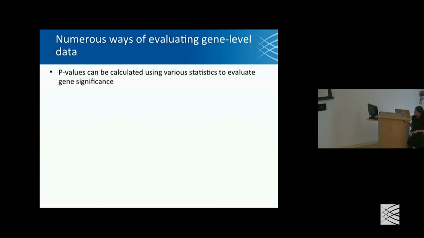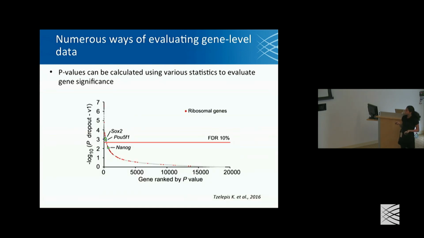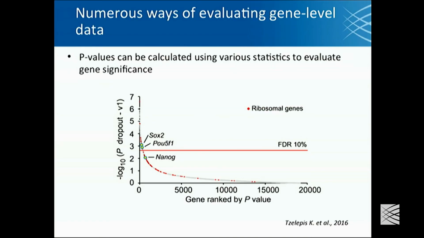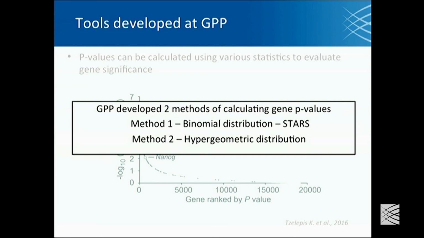So you can also calculate, as I said, p-values using various statistics that can be used to evaluate your gene significance. And you can also then sort them and plot that to look at your gene level hits. Again, y-axis here is a p-value calculated using a statistic, and x-axis is gene rank. So at GPP, we developed 2 different methods to calculate gene p-values. Method 1 uses the binomial distribution and is called STARS. Method 2 uses the hypergeometric distribution, and I will be talking about both these methods now.